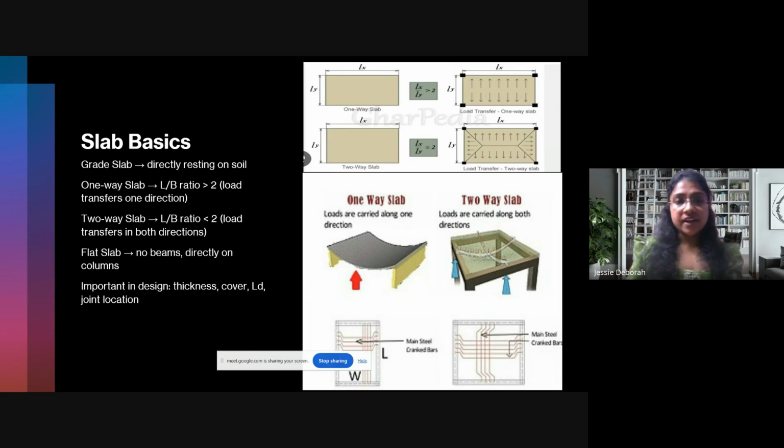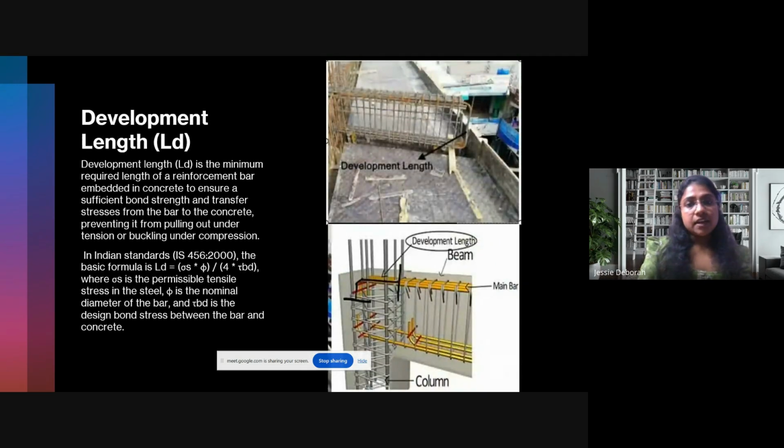Okay, so now when it comes to flat slab, there is this concept of flat slab also. So in a flat slab, what happens? There are no beams, only columns are there. So when columns are there, naturally we tend to give a deeper slab or a thicker column that is heavier to take that entire load. Okay, right. Now I'm talking about development length.